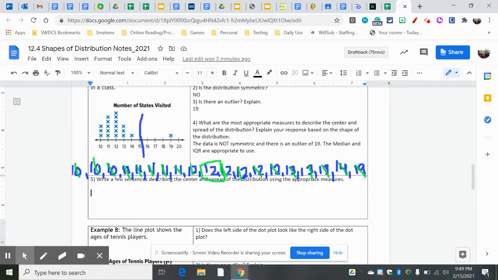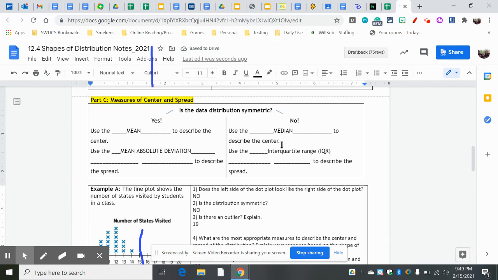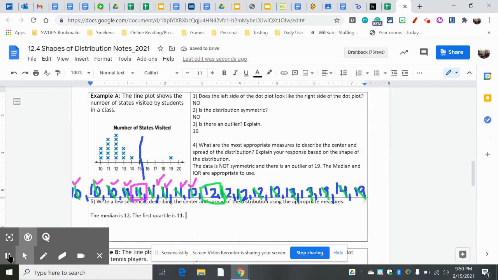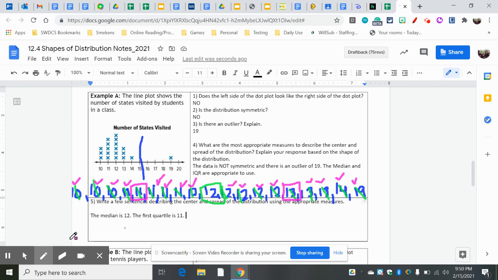You should have had that the median is 12, because it's my middle number here. So since I'm doing the median, if you remember from up above, I have to find my interquartile range. What is the first quartile? You should have had that the first quartile is 11. What is the third quartile? By finding the middle of my second half, you should have seen that the third quartile is 13.